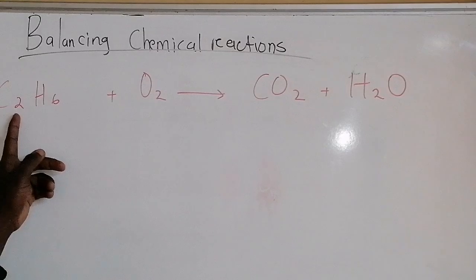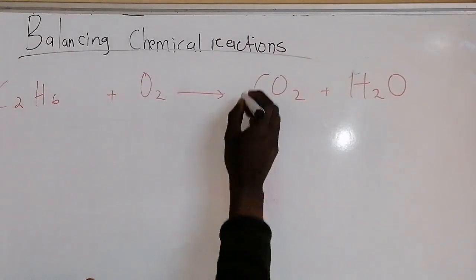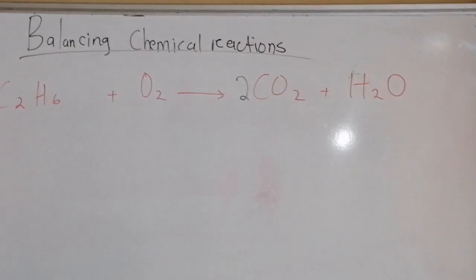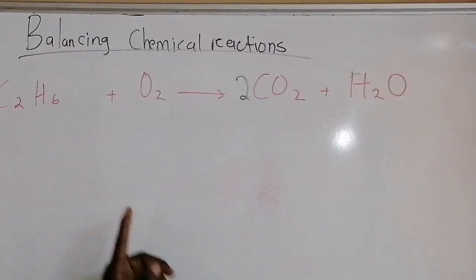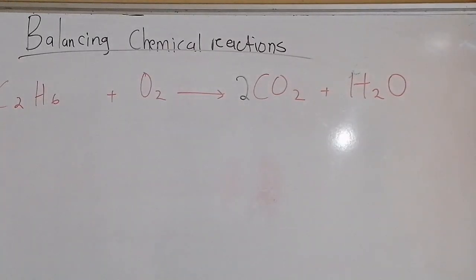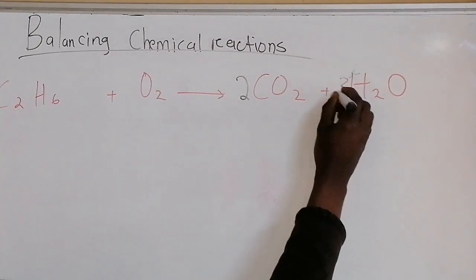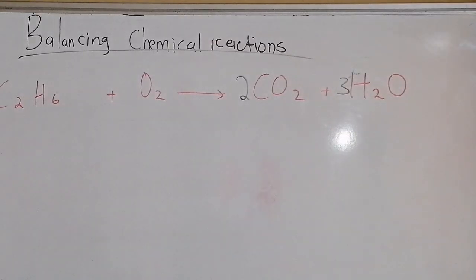Now C2, C1, so for us to have C2 on both sides, we need to put what? The 2 here. Now we have C2 and C2. H, we have H6, here we have H2. So for us to have H6, we need to multiply 2 with the number that will give us 6, which is 3. Therefore we have H6 and we have H6.